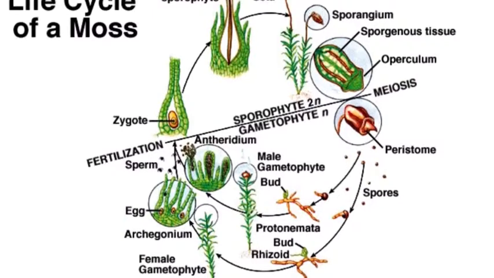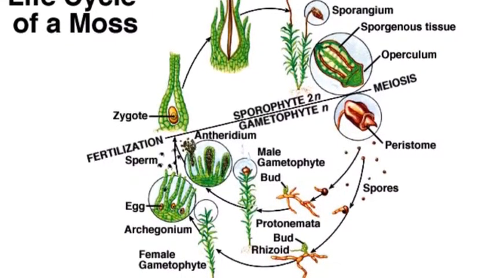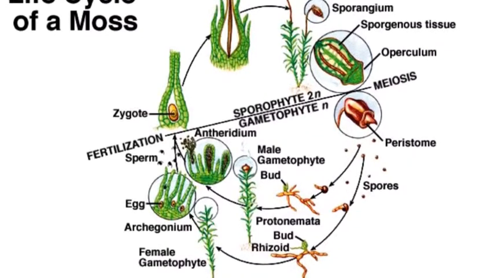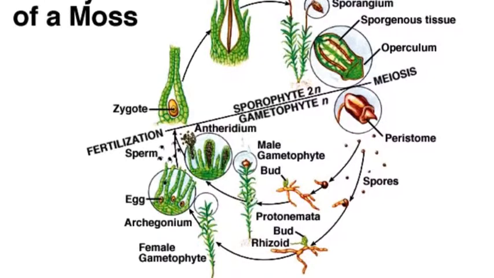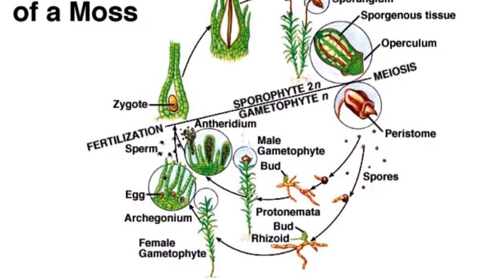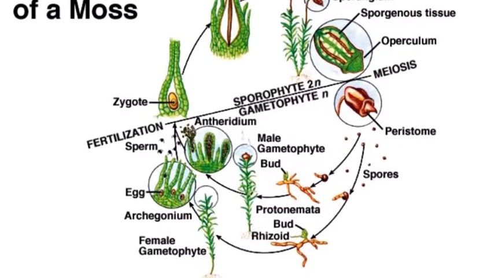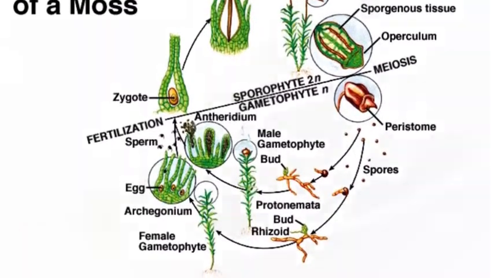The male antheridia makes sperm. Female archegonia makes egg, and the sperm goes into the archegonia. The male and female have a sporophyte. It forms a stalk of spores that has the capsule. It starts the process again.